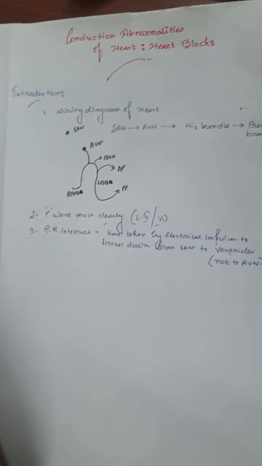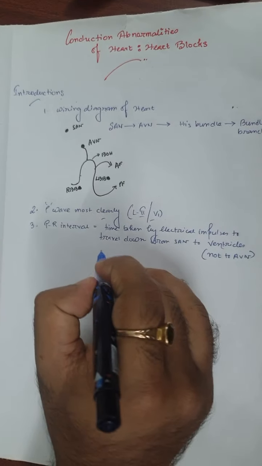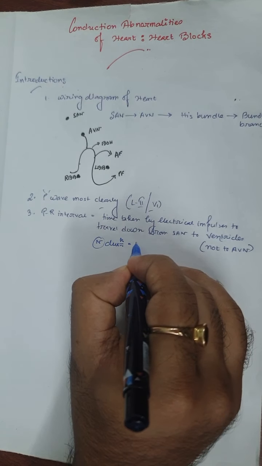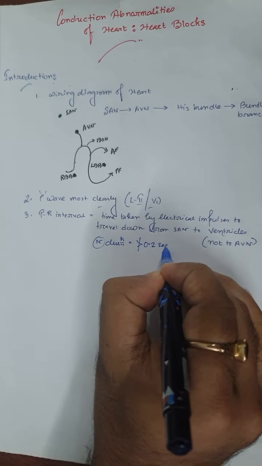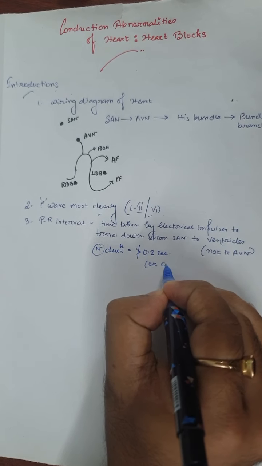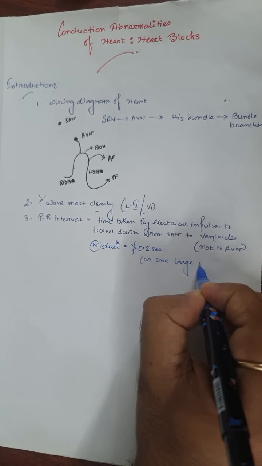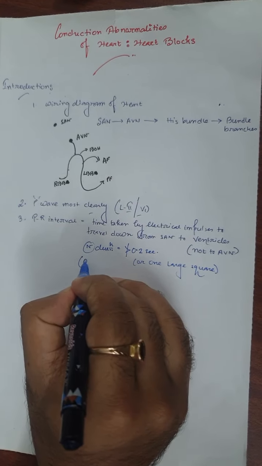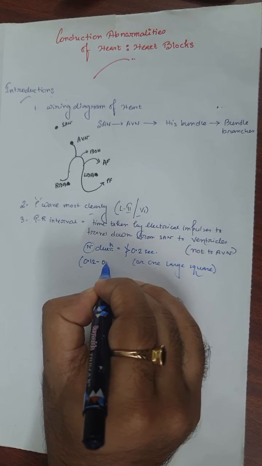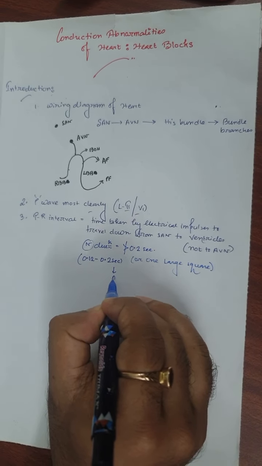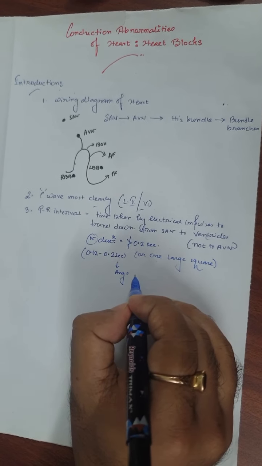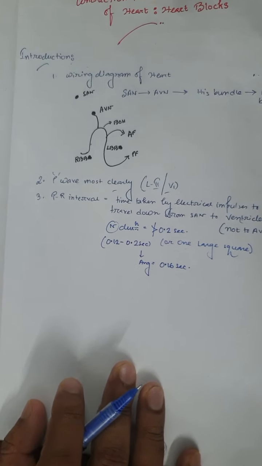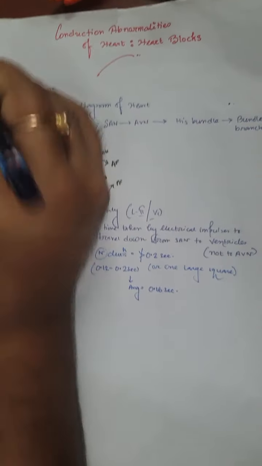So what is the normal duration of the PR interval? Normal duration is never more than 0.2 seconds, or 1 large square in the ECG strip. If we take a range of 0.1 to 0.2 seconds, and if we take the average normal PR interval duration, it is 0.16 seconds. So that is all about the introduction.